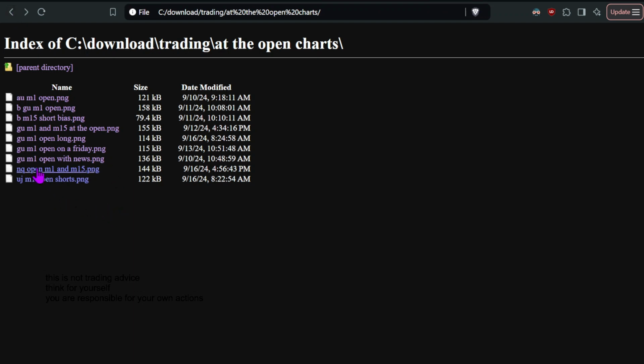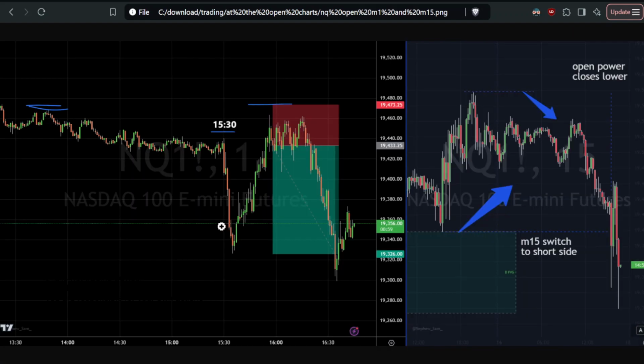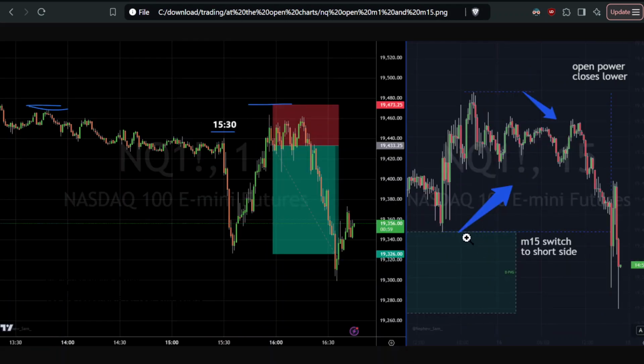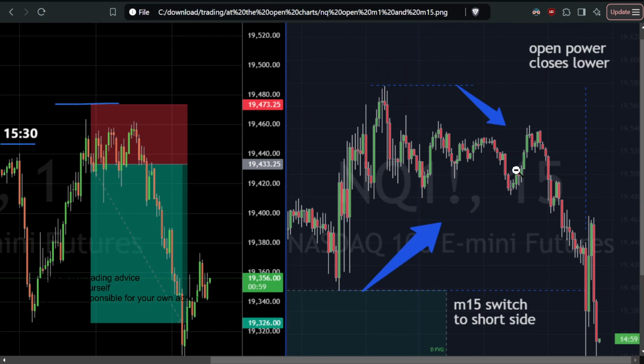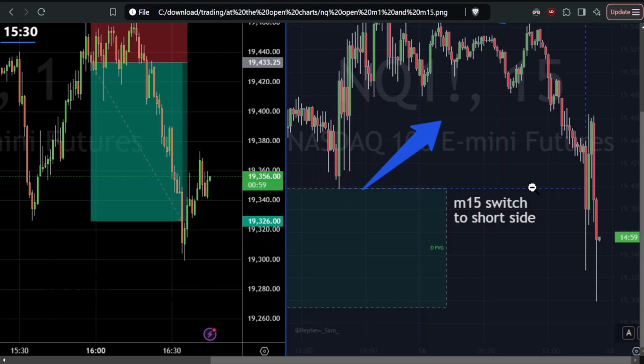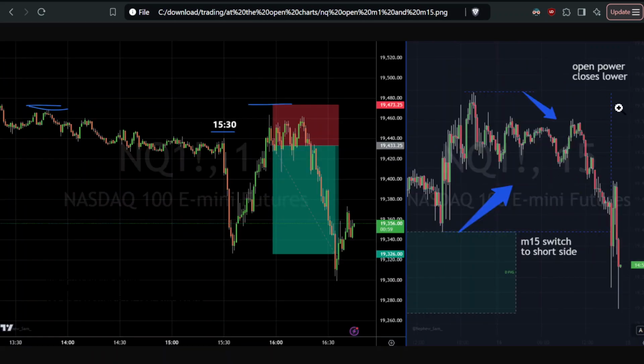We have NQ, M1 and 15, okay. What do we have here? Oh yes, this is a tricky one. So first of all, on the 15, we got the highs, right? Open, power closes lower, okay. Pretty much flat. We got this action here. There's some box here. There's probably a daily gap, yeah. Okay, cool. And where is the open? Do we have the time? Oh yes, we do have the time. This is the open. This line here.